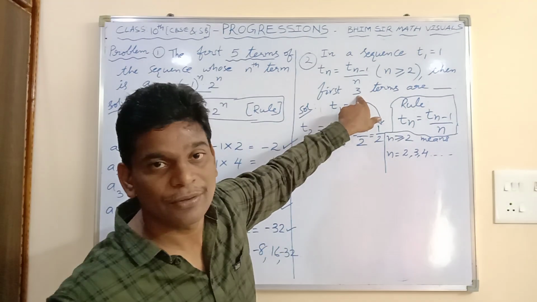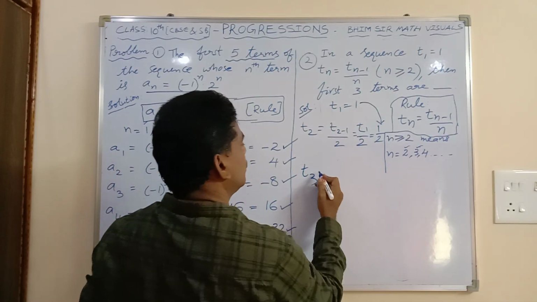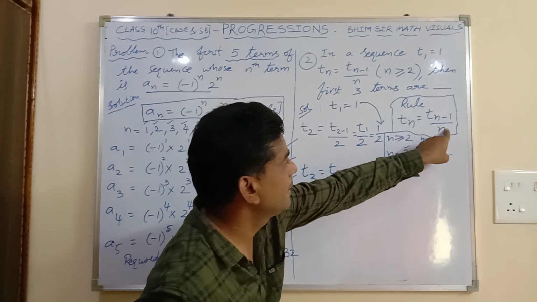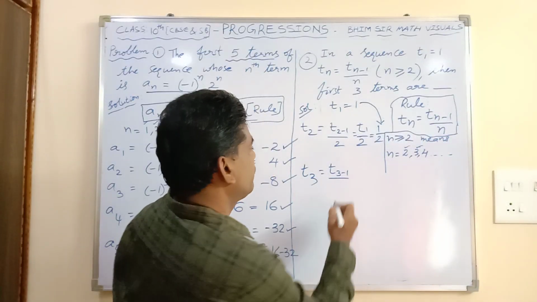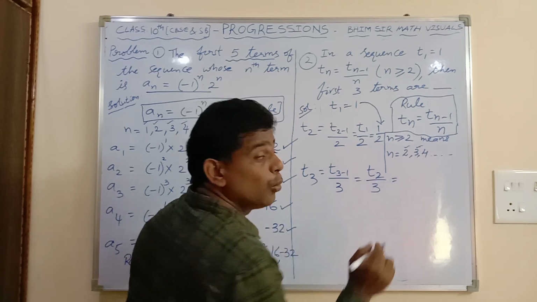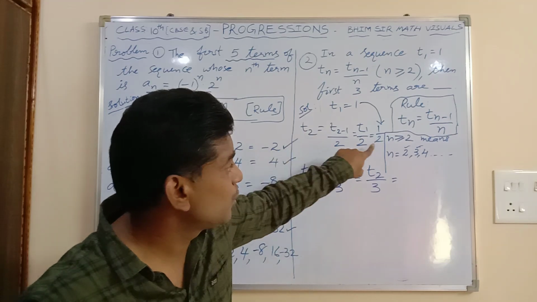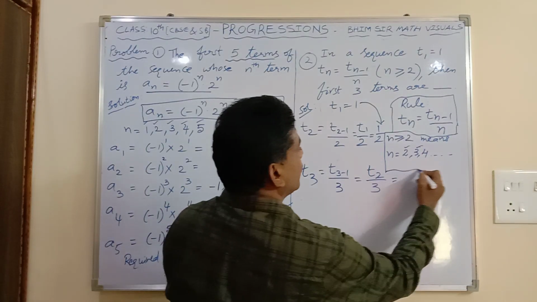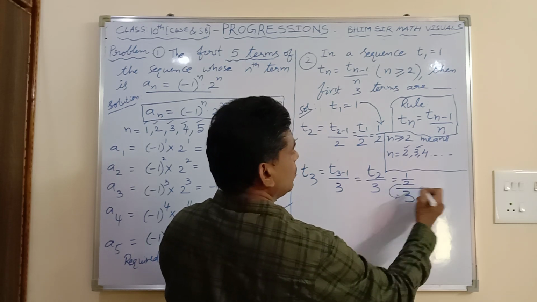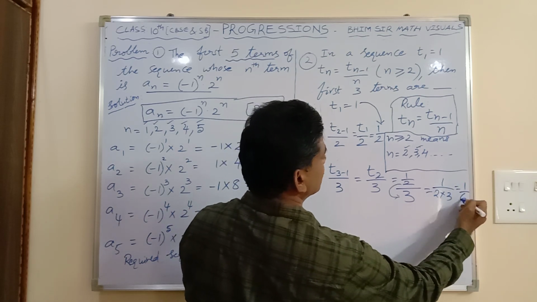Similarly, the third term also we have to find. T3 equal to, substitute 3 now. T(3-1)/3, here n = 3. This is equal to T2 by 3. Do you know here T3 depends upon T2. What is the value of T2? 1 by 2. Substitute here 1 by 2, so (1/2)/3. So 1 by 2 into 3. This is equal to 1 by 6.